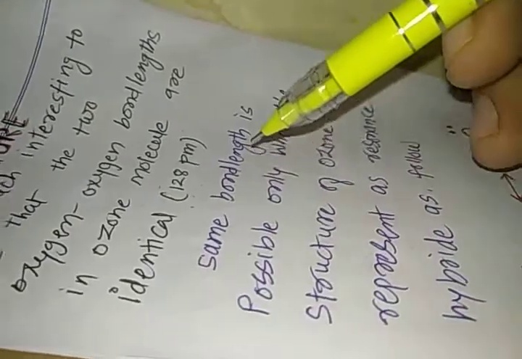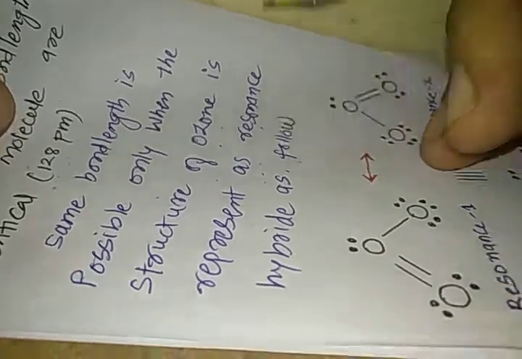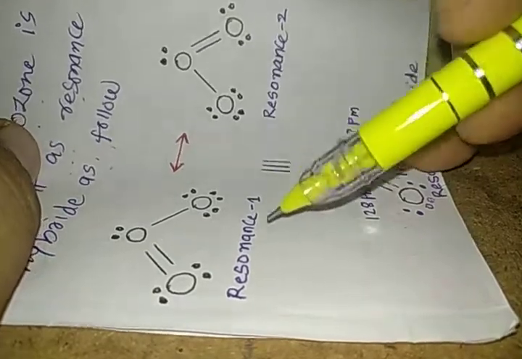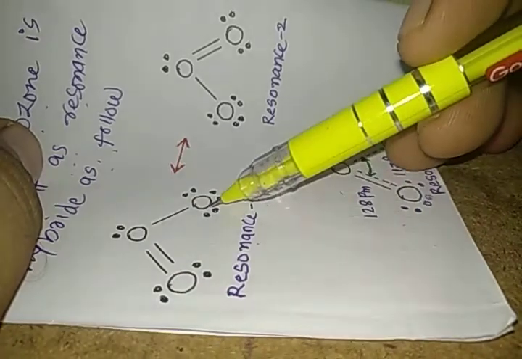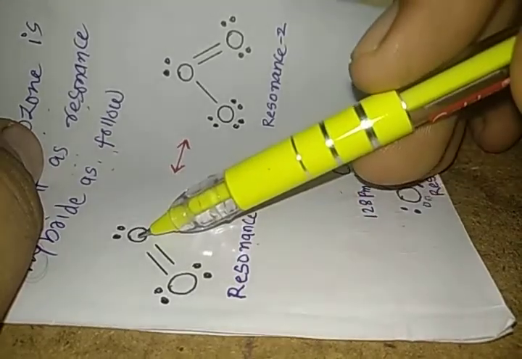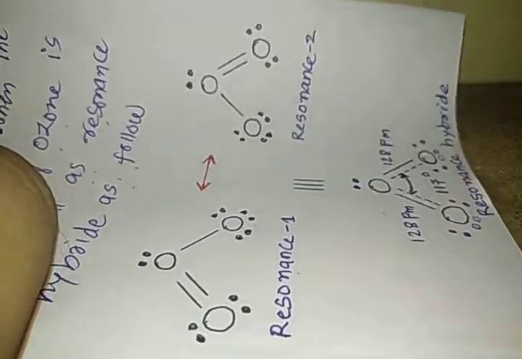Now when is it possible? The same bond length is possible only when the structure of ozone is represented as a resonance hybrid. So you can see here I have shown you the two resonance structures of ozone. Resonance structure 1 of ozone, where the three oxygens are arranged in an angular manner, has a double bond between the first and second oxygen, and a single bond between the second and third oxygen. This is how we can easily understand the first resonance structure.